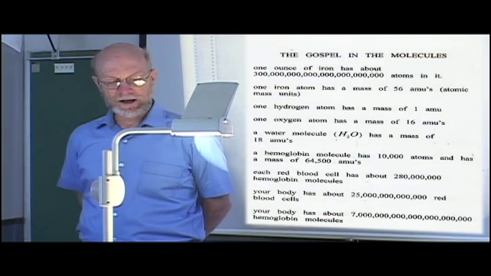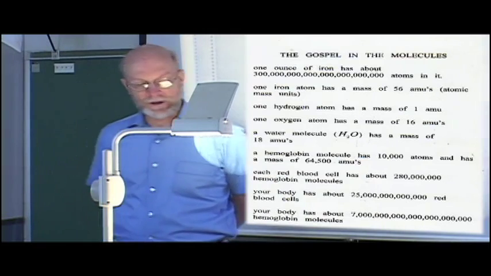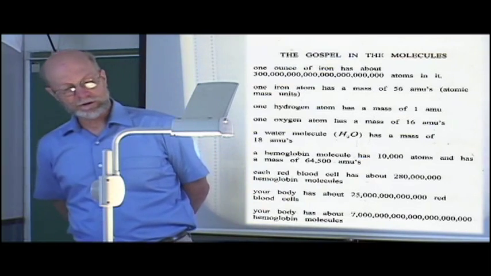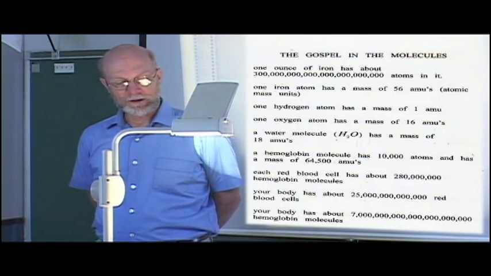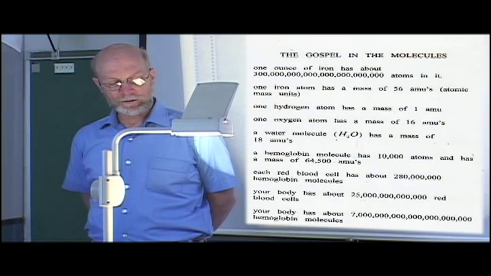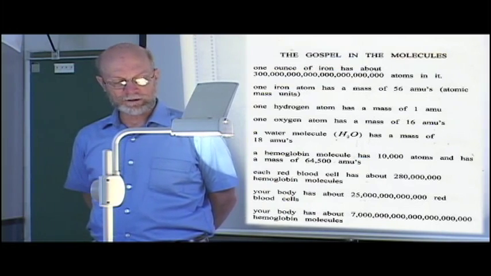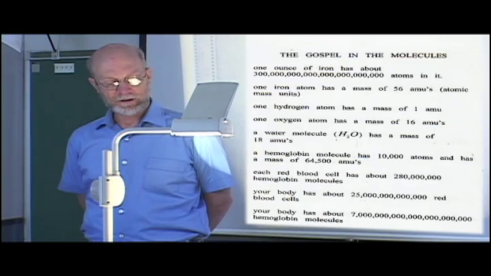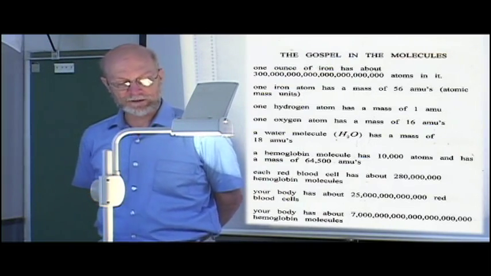So one iron atom has a mass of 56 AMUs. One hydrogen atom has a mass of 1 AMU. So you could say that iron is 56 times as heavy as hydrogen. One oxygen has a mass of 16 AMUs. How about a water molecule, H2O? It has a mass of 18 AMUs. There's 2 H's, each is 1, and the O is 16. 1 plus 1 plus 16. Water molecule has a mass of 18 AMUs, atomic mass units.